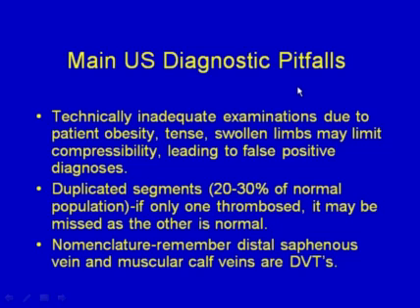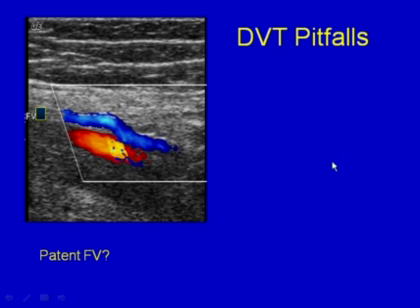What are our main pitfalls? Certainly there are the technically inadequate examinations when patients are very large or if they have tense and swollen limbs that we can't compress, and that could lead to a false positive diagnosis, so therefore we want to use color in those patients. With duplicated segments, if only one is thrombosed, you may miss it because the other one will be normal. And just remember the nomenclature issue, that the distal saphenous vein and those muscular calf veins really are treated as deep venous thromboses.